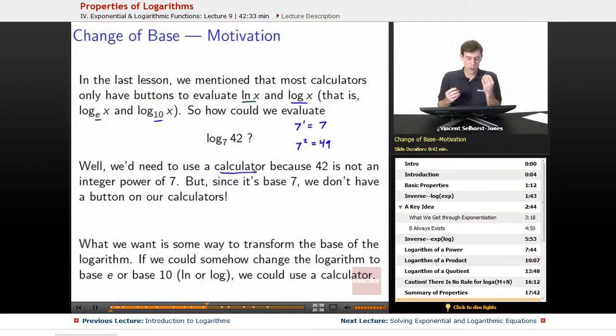What we want is some way to transform the base of the logarithm. If we could transform from log base 7 into log base 10 or log base e, we'd be able to use a calculator, because then we have our natural log and common log buttons on our calculator. We can just punch it in.